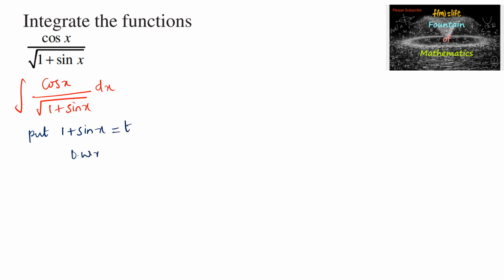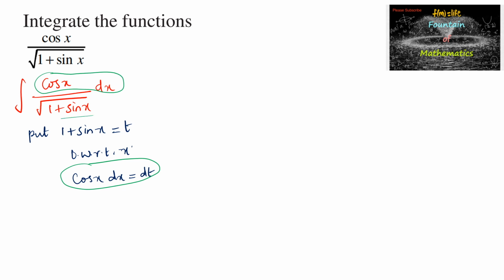On differentiating with respect to x, we have cos x dx is equal to dt. So we got the numerator cos x dx is dt, and we can replace 1 plus sin x as t. So our integral can be taken as integral 1 upon root t into dt, or we can write integral t to the power of minus 1 by 2 dt.